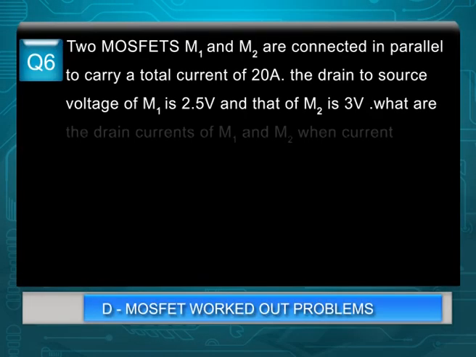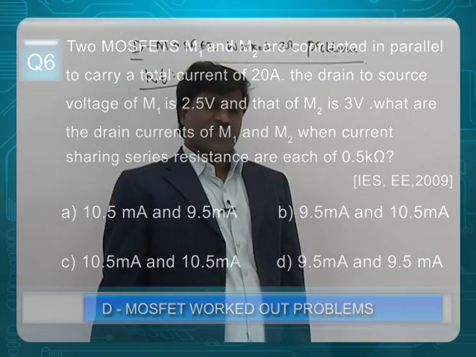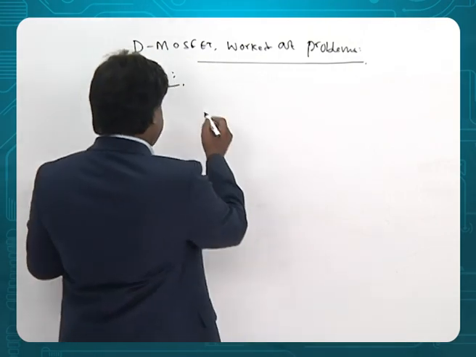Question number 6. Two MOSFETs M1 and M2 are connected in parallel to carry a total current of 20 amperes. The drain to source voltage of M1 is 2.5 volts and that of M2 is 3 volts. What are the drain currents of M1 and M2 when connected, sharing in series resistance of each 0.5 kilo ohms? A. 10.5 milli, 9.5 milli. B. 9.5 milli, 10.5 milli. C. 10.5 milli, 10.5 milli. D. 9.5, 9.5. Right? Let's see the solution.